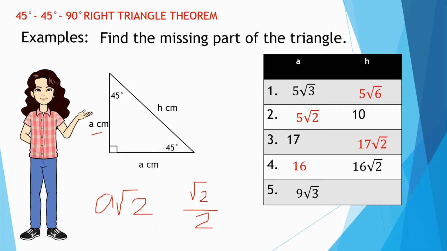16 square root of 2. So multiplying by square root of 2 over 2, this is your 16 square root of 2 over 2. So you have to cancel only the square root of 2, and that becomes 16. Okay. And the last one is 9 square root of 3, which becomes 9 square root of 6. So that is how to get the missing part of the triangle in a 45, 45, 90 right triangle.